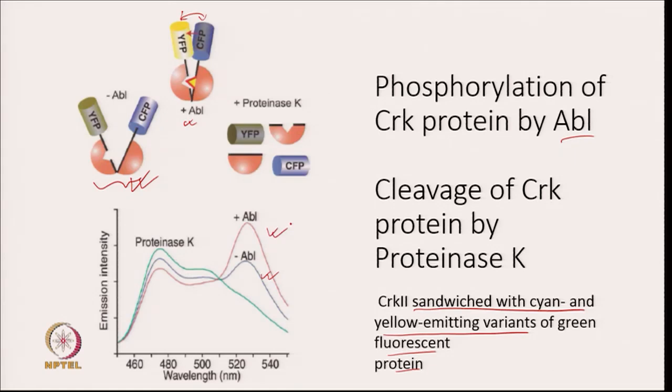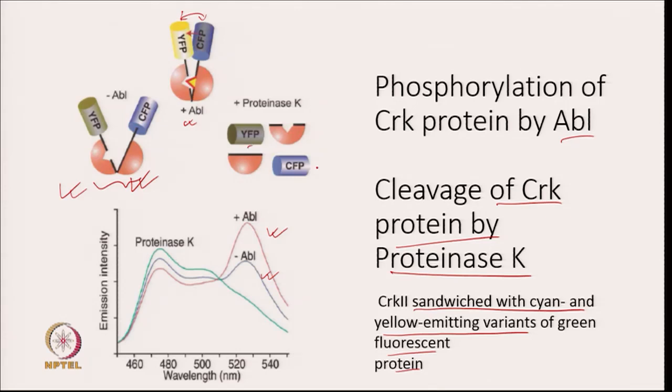Now, as a control to see whether this effect is due to the coming together of YFP and CFP, the scientists also looked at the effect of proteinase K on the CRK protein. If you put proteinase K into this CRK2 sandwiched with YFP and CFP, it will cut the two parts, and YFP and CFP will come out.